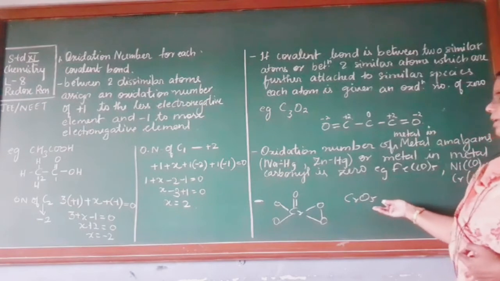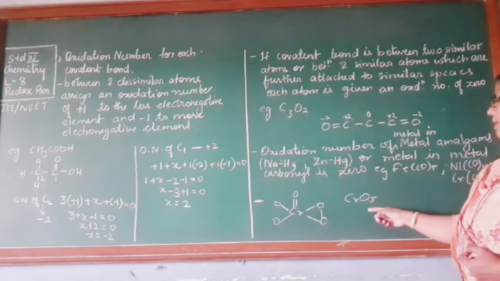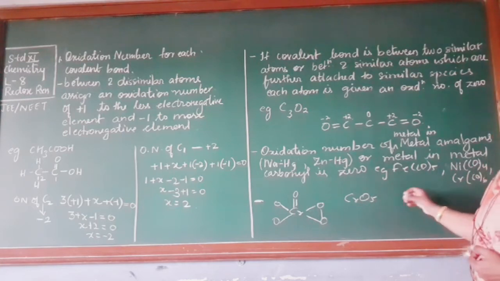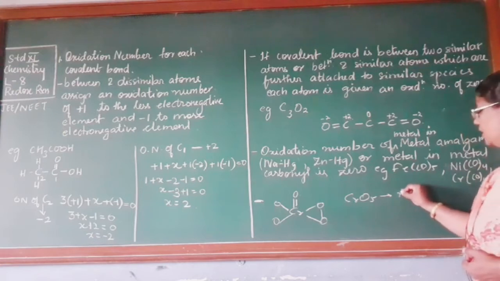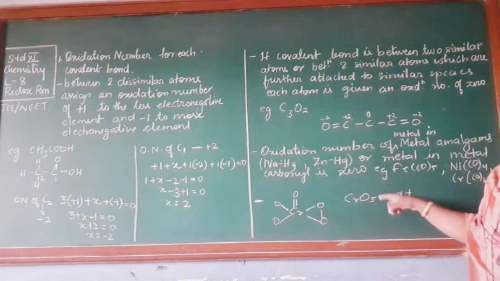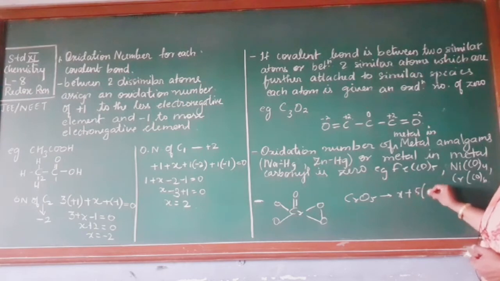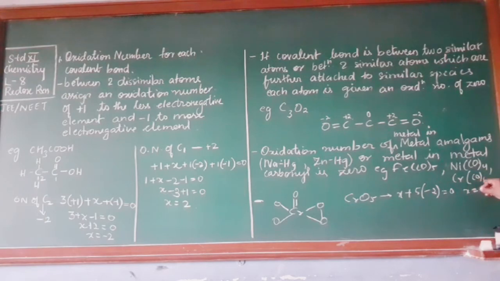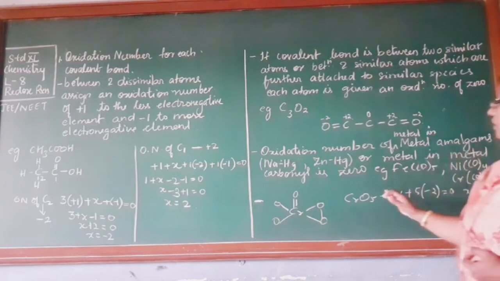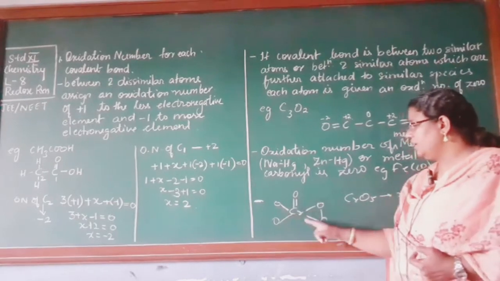If you just calculate according to the rules which we have obtained, here in CrO5, x plus 5 into minus 2 will give you... if we don't know better, how will we calculate the oxidation state of chromium in CrO5? Cr we take as x and oxygen as minus 2, which is equal to 0, and here you will get plus 10. But actually this is wrong. Why? Because we don't know the actual structure of CrO5. The actual structure of CrO5 is in this manner.